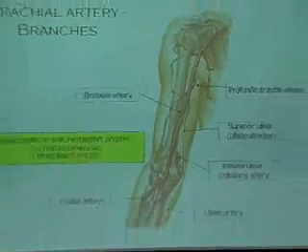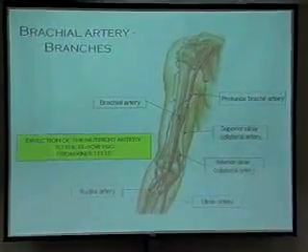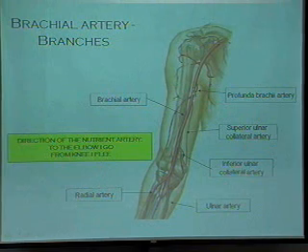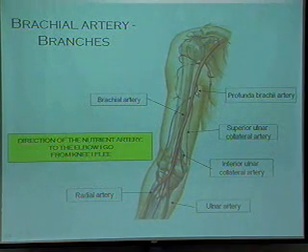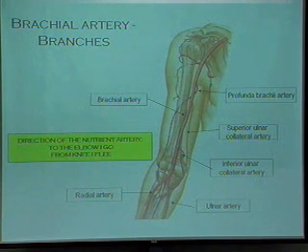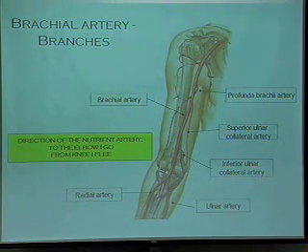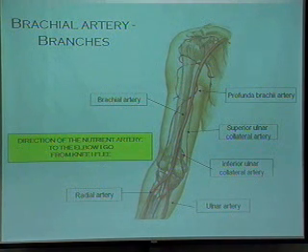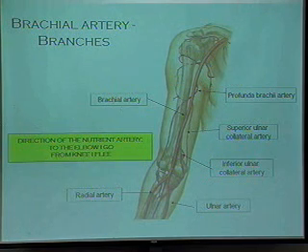Okay, you see this one here, the profunda brachii artery or the deep brachial artery. It runs through a space. What is that space? The triangular interval with radial nerve. Okay. Now, profunda brachii is a very important artery. It's a big artery. It goes around your humerus and again comes to the front.